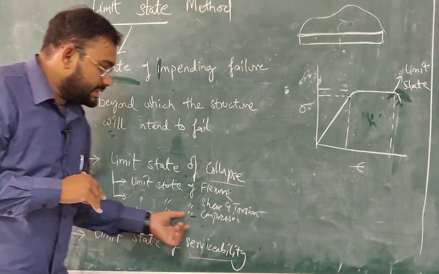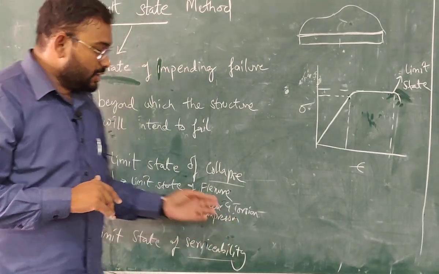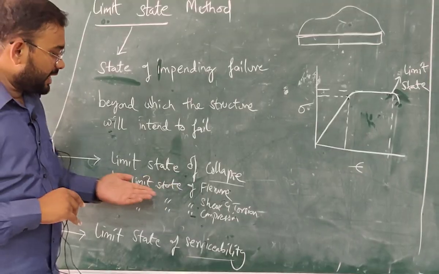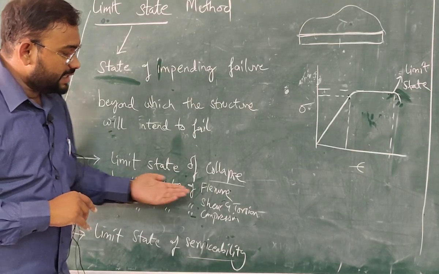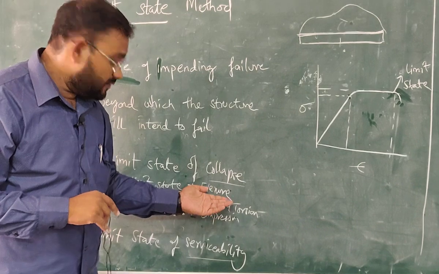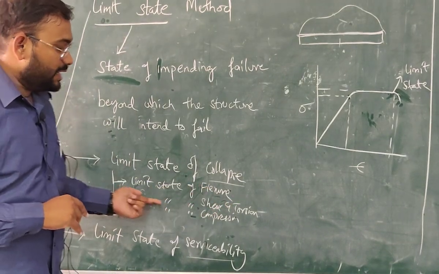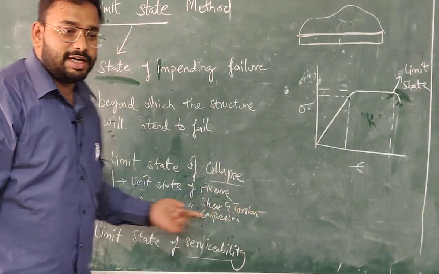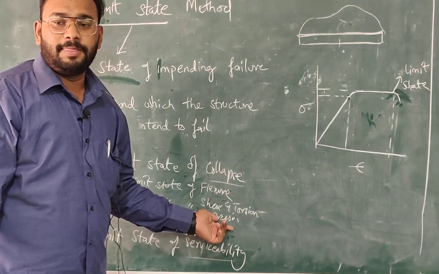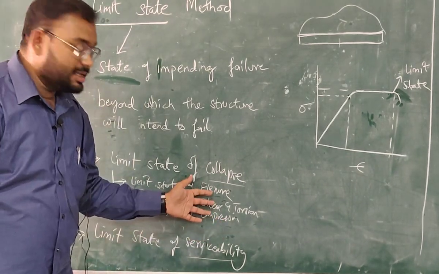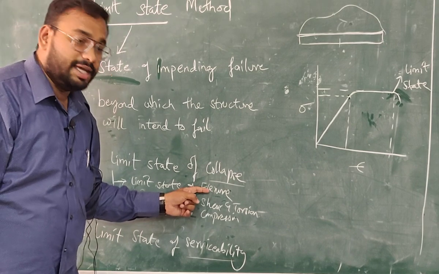So this deals with design of columns. So if you see your syllabus, it is classified like this. First unit is limit state of flexure. Second unit will be limit state of shear and torsion. Third is limit state of compression. Okay, so these 3 units will give you how to design beam.